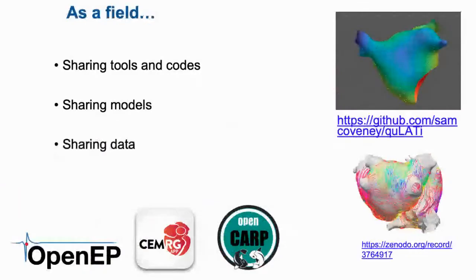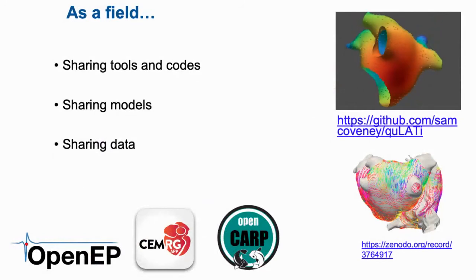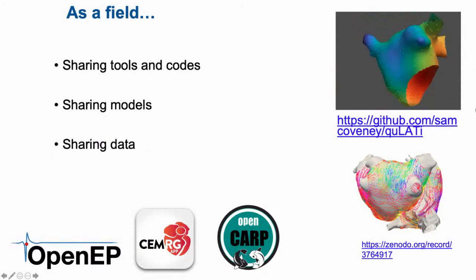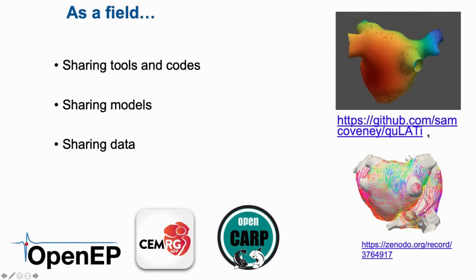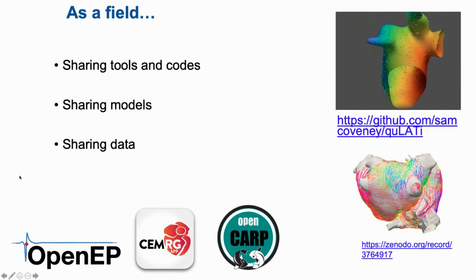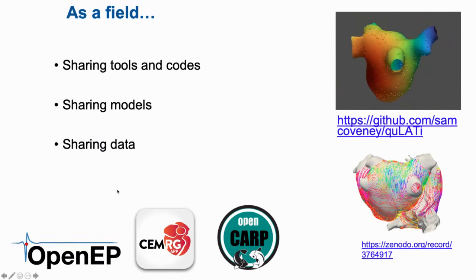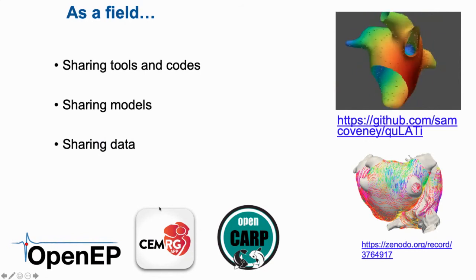Now just some areas of where we go into now. So I think as a field, we're trying to share more of our tools and codes. So again, Sam's code here is a really nice example of that. We also tried to put some of our fibre maps online. There's OpenEP available if you want to analyse electroanatomical mapping data.